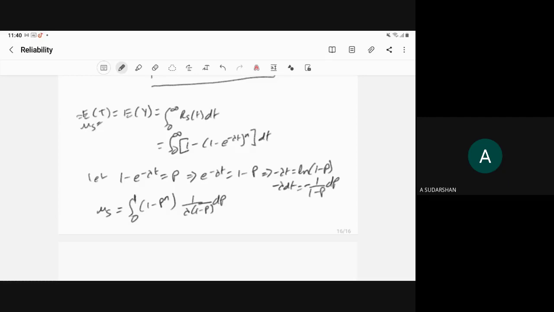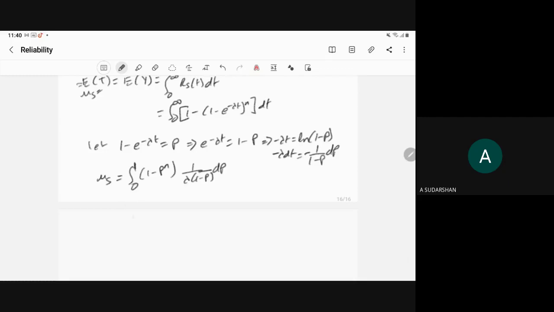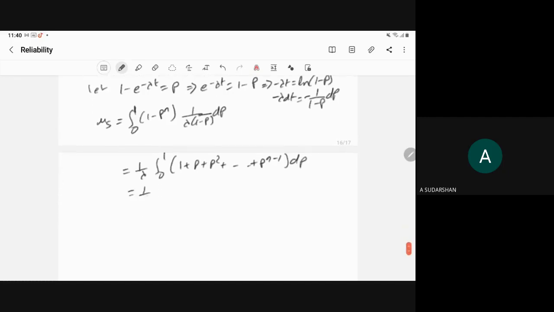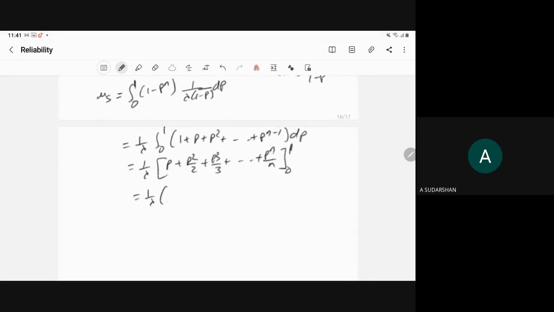Yes, sir. 0 to 1. Yes. So this can be written as 1 upon lambda and integral 0 to 1 of 1 minus p to power n upon 1 minus p, which can be written as 1 plus p plus p square plus up to p to power n minus 1, into dp. So 1 upon lambda, integration will become p plus p square by 2 plus p cube by 3 plus up to p to power n by n, from 0 to 1. So it is equal to 1 upon lambda times 1 plus 1 by 2 plus 1 by 3 plus up to 1 by n. So that is the mean lifetime of the system.